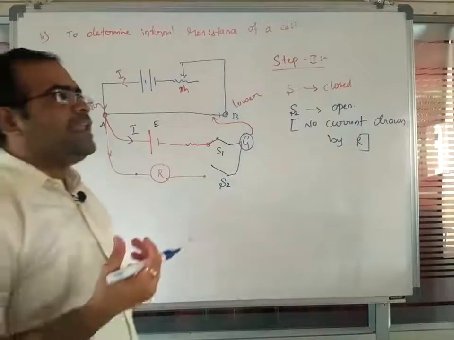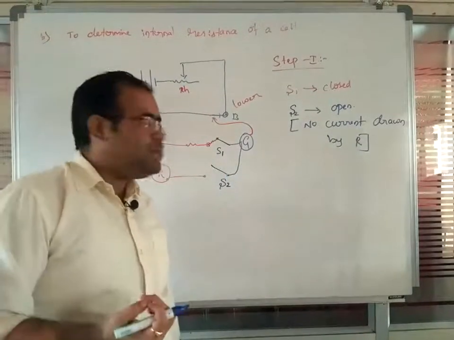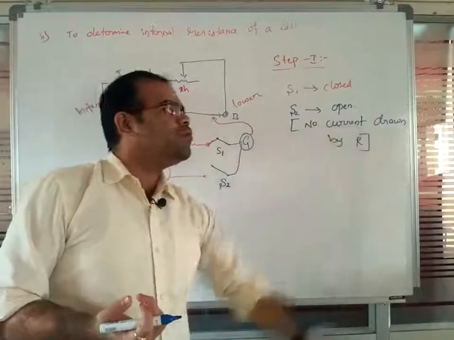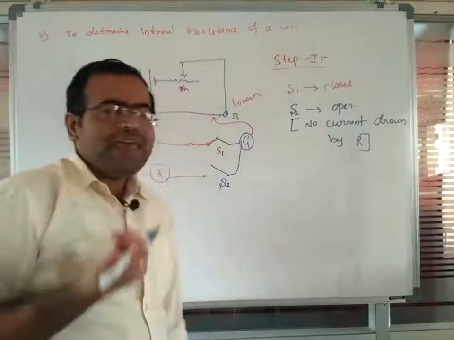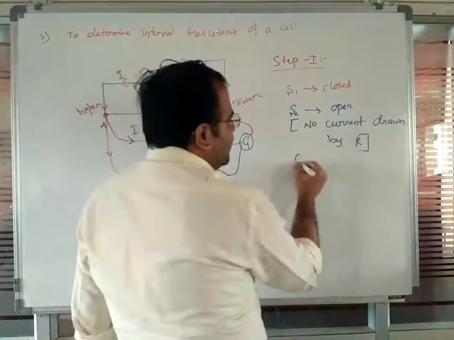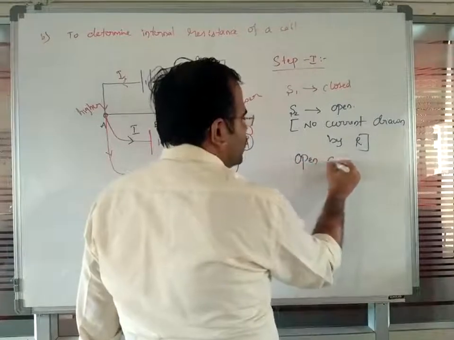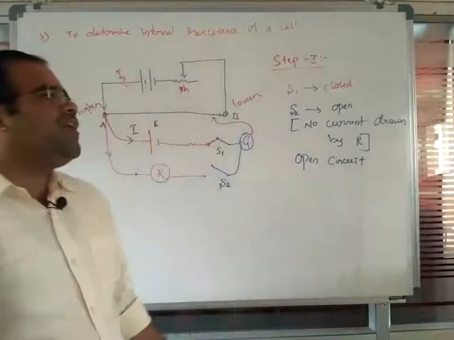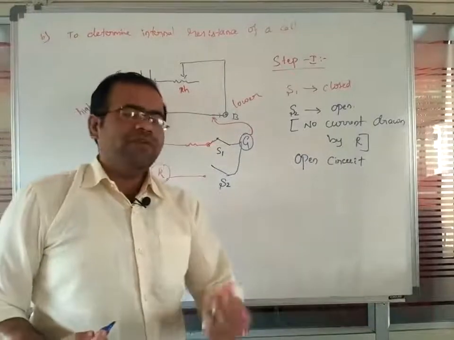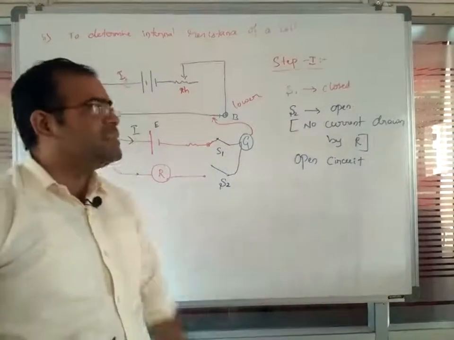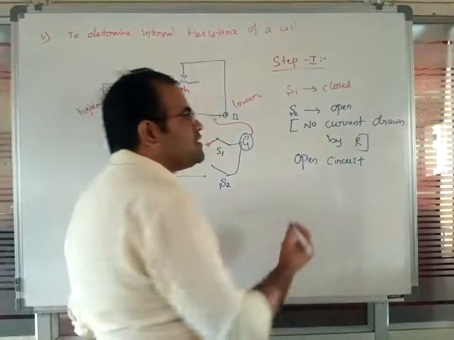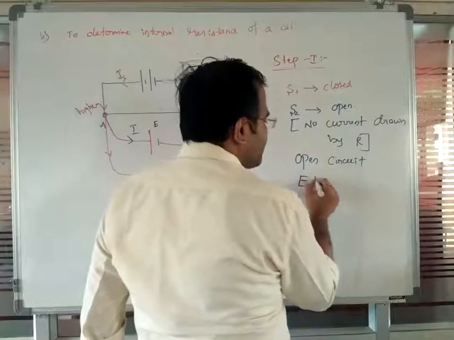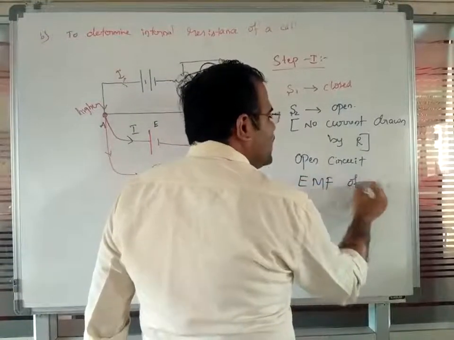So when no electric current is drawn by the resistor, whenever any circuit is not drawing any amount of electric current, we can say it is in the condition of open circuit. Whenever we have the open circuit, we can consider the EMF of a cell only.